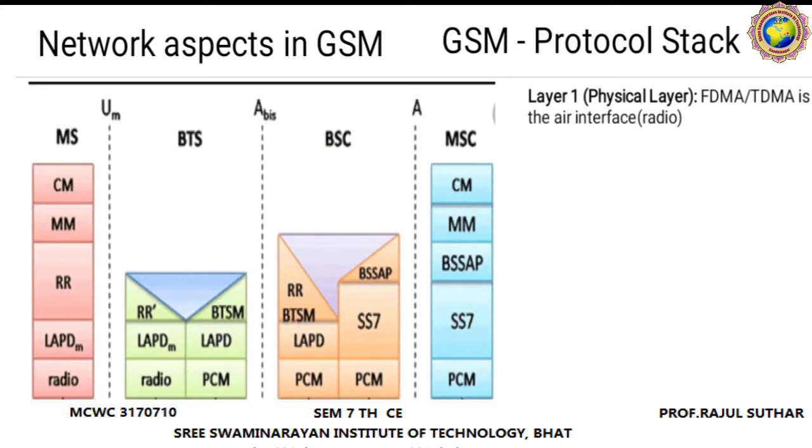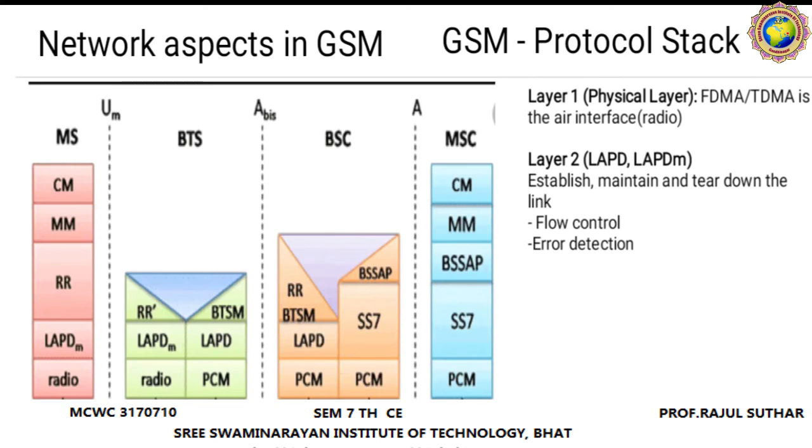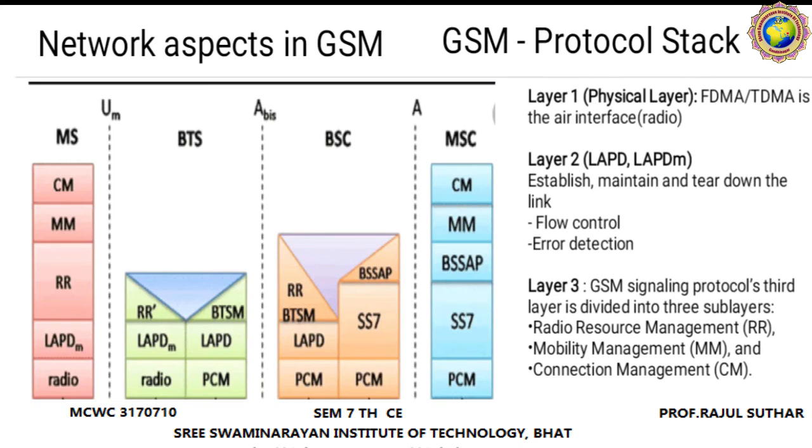Then the second layer contains LAPD as well as LAPDm, which establish, maintain and tear down the link. It covers flow control as well as error detection and control. Then last, layer 3, which is the GSM signaling protocol.